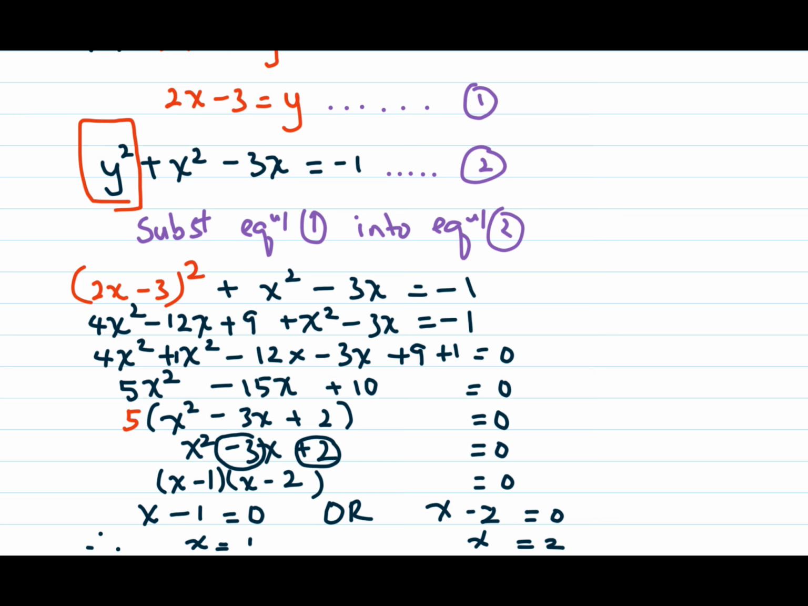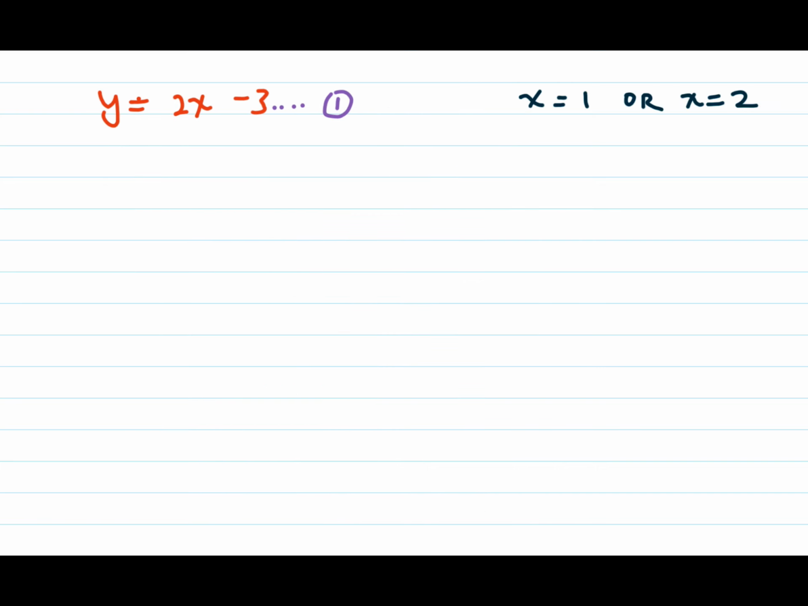Now that we have the values of x, let's get the values of y. For that, we're going to use equation 1. So remember, equation 1 is y is equal to 2x minus 3, and we got x is equal to 1. So let's use that one first and get the value of y. We substitute 1 into this equation, so we have y is equal to 2 times 1 minus 3, and this will give us y is equal to negative 1.